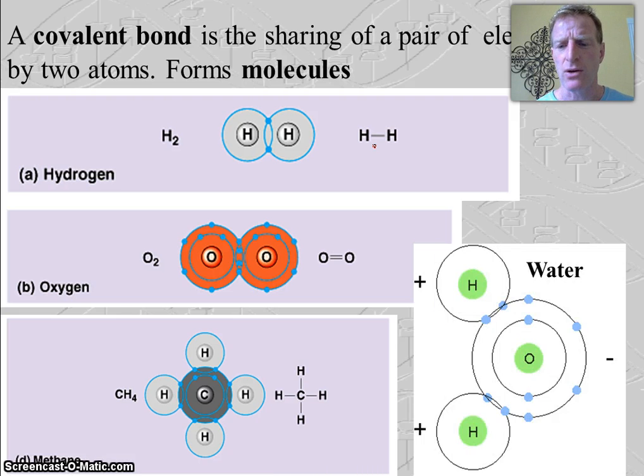And then the last molecule I'm going to talk about is water. Notice that oxygen needs to share 2 electrons, and it can do that with 2 different hydrogens. So the hydrogens have a full shell, the oxygen has a full shell. But you'll notice here there are some charges. The hydrogens are slightly positive, the oxygen is slightly negative. This is what we call a polar covalent bond.